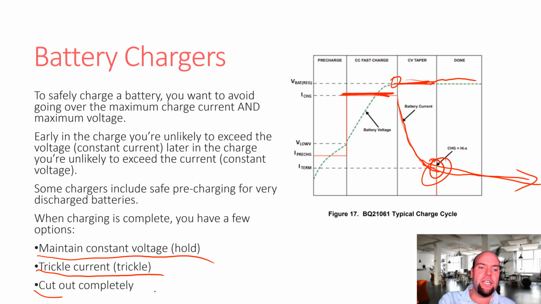The other option is you can completely cut out. Once the charger realizes this battery is charged, it'll say, I'm done. No current, no voltage until this battery gets used and gets down to a certain level, and it'll wait until it gets down to about here again before it starts a charge cycle up again. Different chargers have different levels of intelligence on that. Some chargers also have this pre-charge range. If you hook a battery up to a charger and that battery is way more dead than it should be, you generally don't want to over discharge these batteries. But if you do, some more intelligent battery chargers know this is bad.